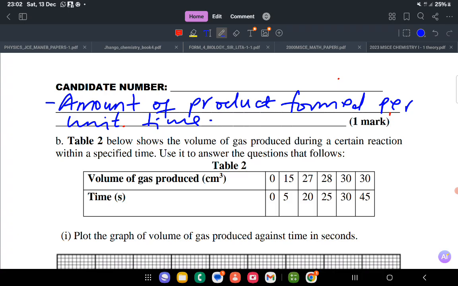Or alternatively, you can say it is the amount of reactant consumed, because in a chemical reaction, the reactants are consumed while products are formed. So in terms of reactant, you can say it is the amount of reactant consumed per unit time, or simply it is the speed of a chemical reaction. You still get all the full marks there.